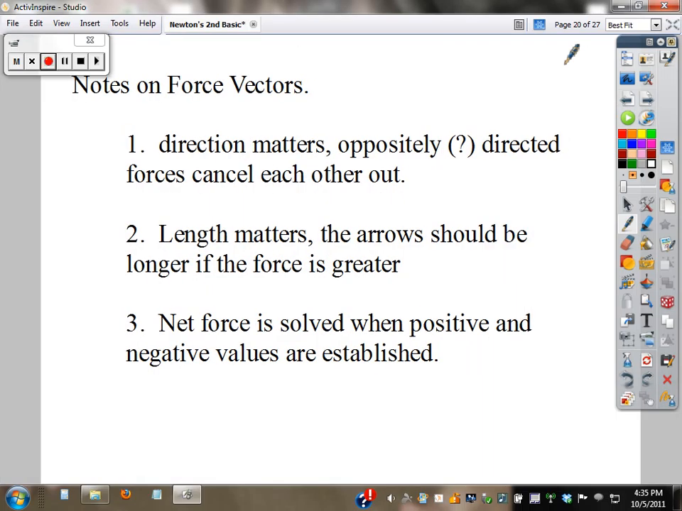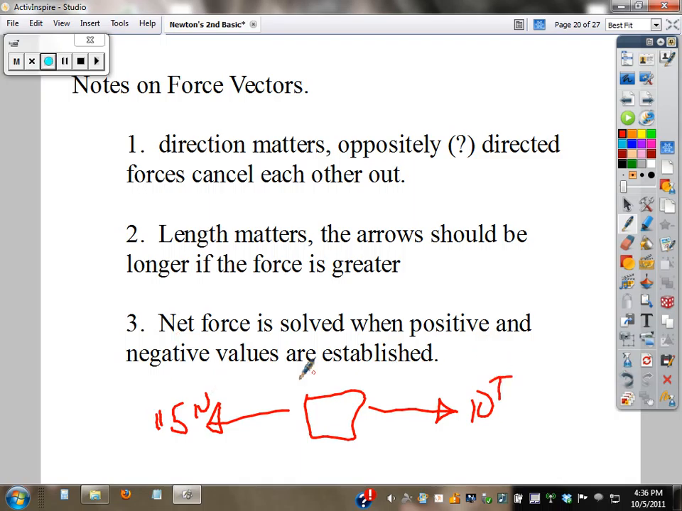Alright, so write down these notes on page 13 about force vectors. Number 1, direction matters. Oppositely directed forces cancel each other out. Number 2, length matters. Arrows should be longer if the force is greater. And the net force is solved when positive and negative values are established. So if you have an object with 10 newtons and 15 newtons, you can pick which direction is positive. If this is positive and this is negative, you have a net force of negative 5 newtons.